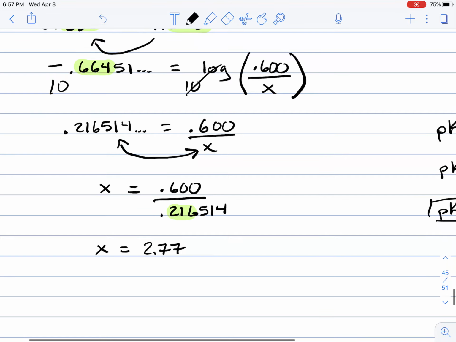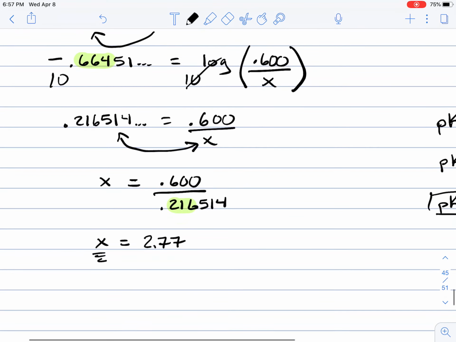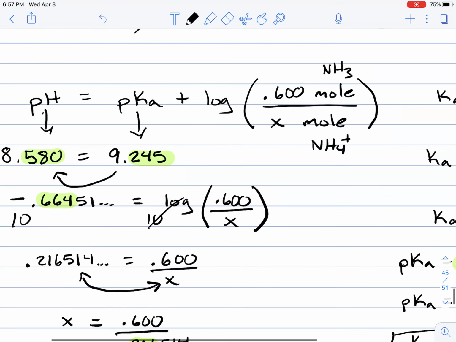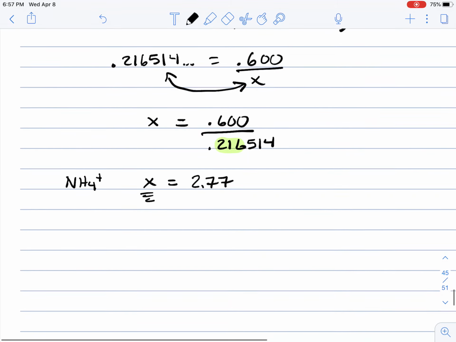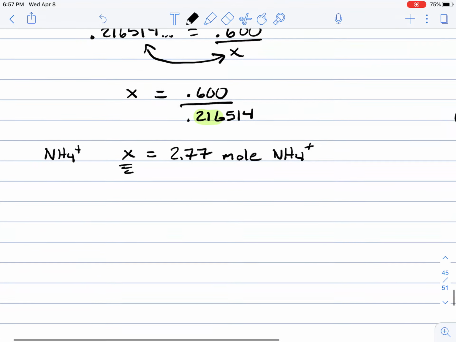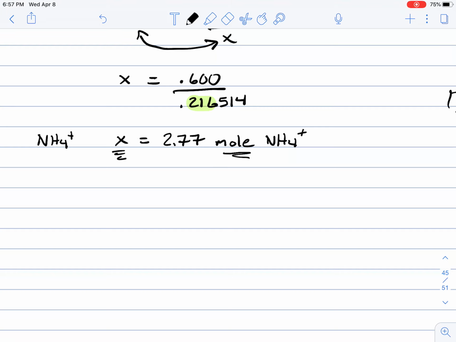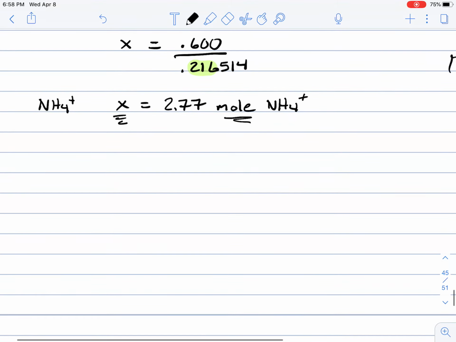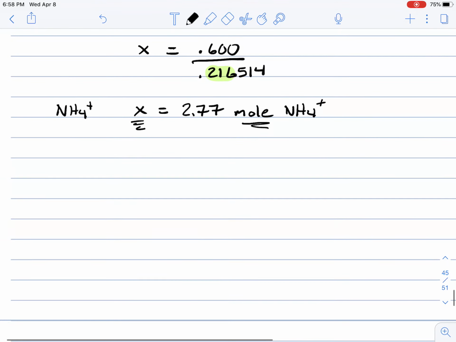Now this x represents ammonium, if you recall, but more specifically, it represents the moles of ammonium. And so we're going to go ahead and put moles of ammonium here to remind us what this x is representing. And so this is cool because now that we have moles of ammonium, we can go ahead and convert it into grams of ammonium chloride. And so we're going to perform some stoichiometry here, some dimensional analysis.